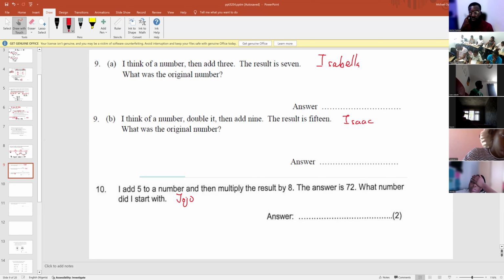Copy out the question. The first one you have to write down, then work it out. Number 10.